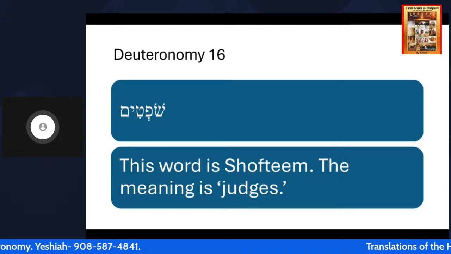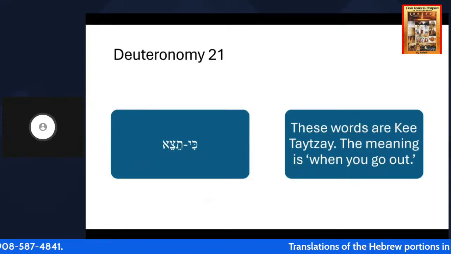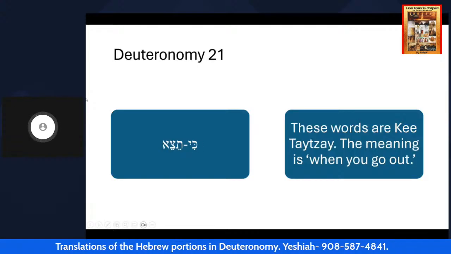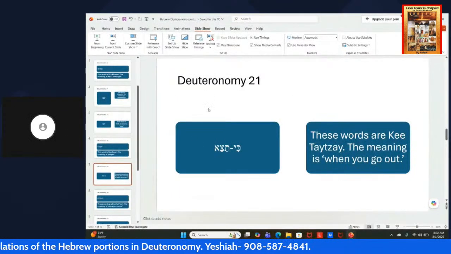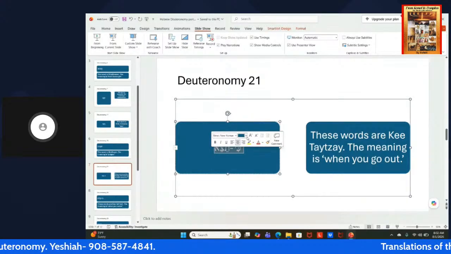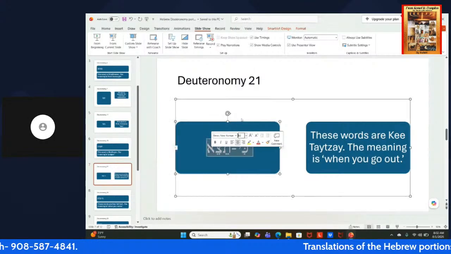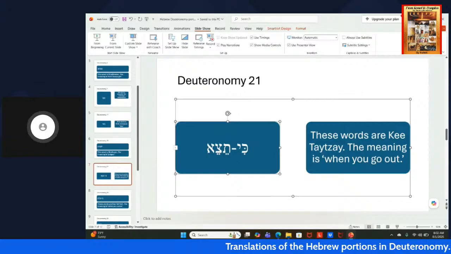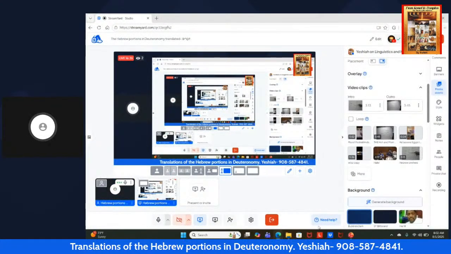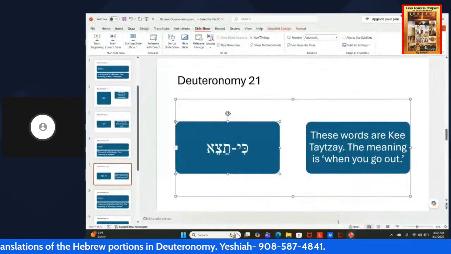The word again, shoftim, means as you see judges. In Deuteronomy 21, we want to make this a little bigger here, if we will, family. Let's see if there's any questions or comments. No. Let us continue in this.